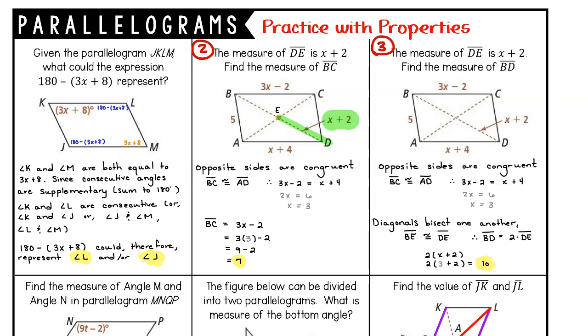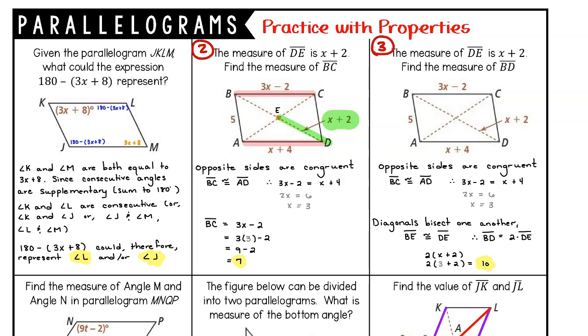It also tells us that we are looking this time to find the measure of BC, which is a different line segment. It's not a part of a diagonal. Instead, it's the top horizontal line segment, BC. To answer this question, you have to know one of the properties of parallelograms. Opposite sides are congruent, so this means that 3x minus 2, this BC line segment, is congruent to AD, which is this line segment across from or opposite BC.